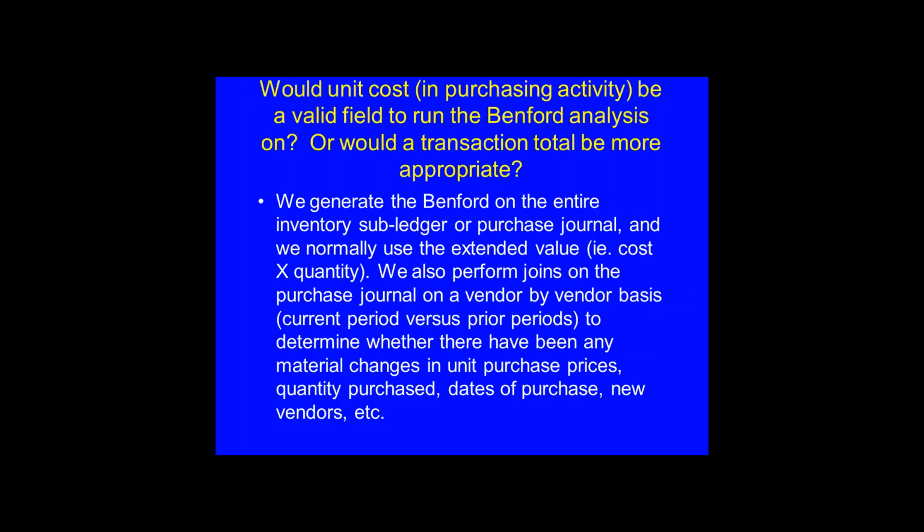Another question was about unit cost or a transactional basis. We tend to do it on the extended value. We've had good luck with doing it on either the extended value or, let's say in the case of inventory, on the units sold, the actual quantity. And we do a lot of joins. Joining is a very useful thing we found, comparing prior year with current year.